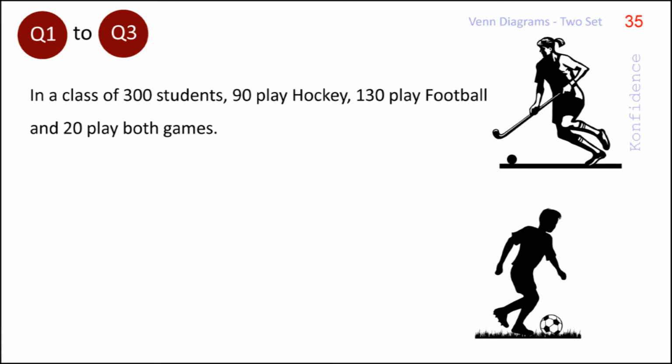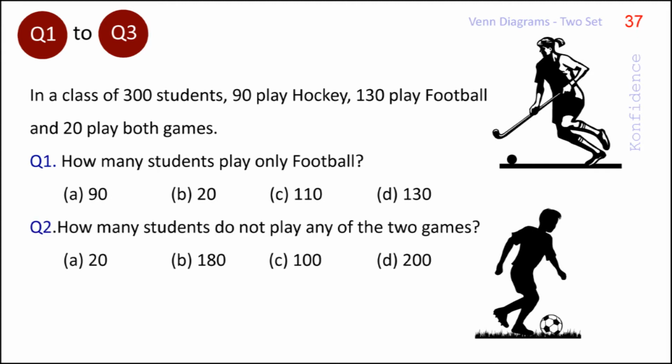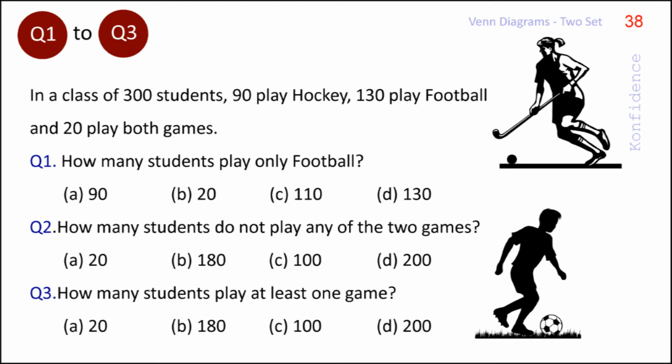In a class of 300 students, 90 play hockey, 130 play football, and 20 play both the games. We are asked to find: 1. How many students play only football? 2. How many students do not play any of the two games? 3. How many students play at least one game? In each of these questions, 4 answer choices are also given.